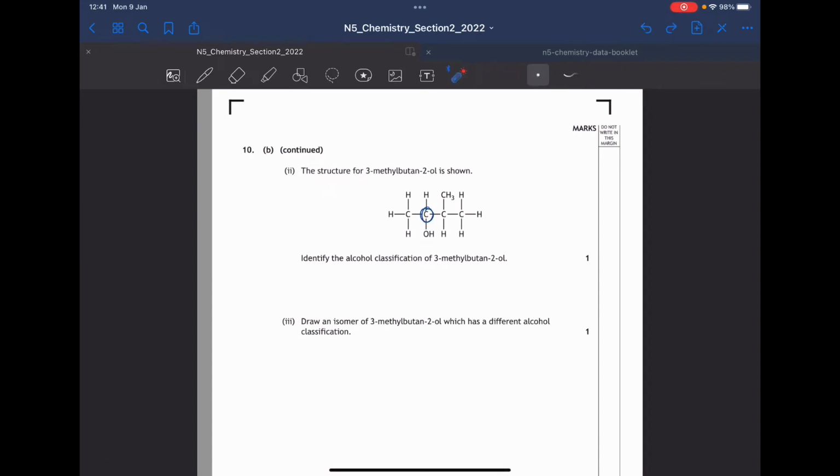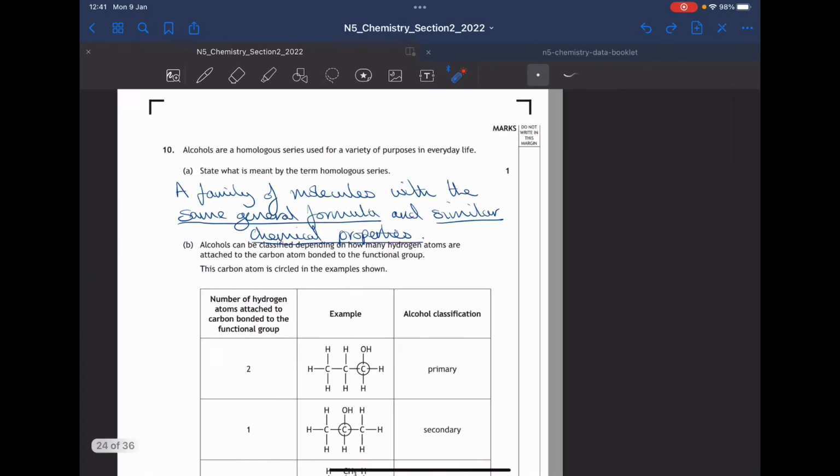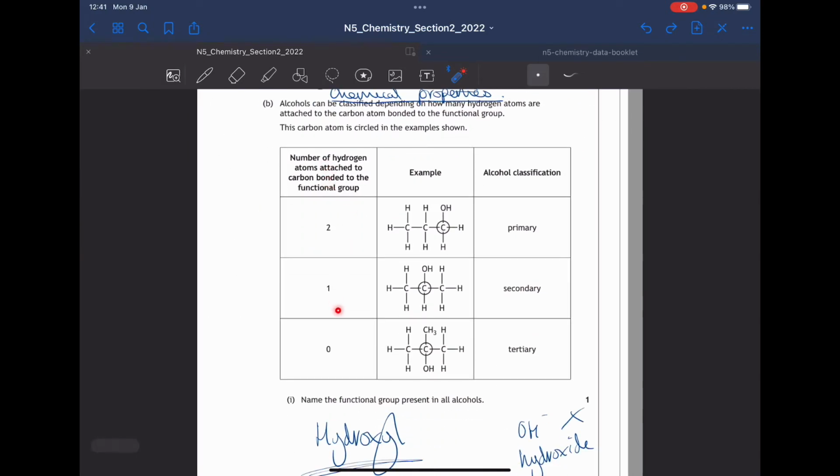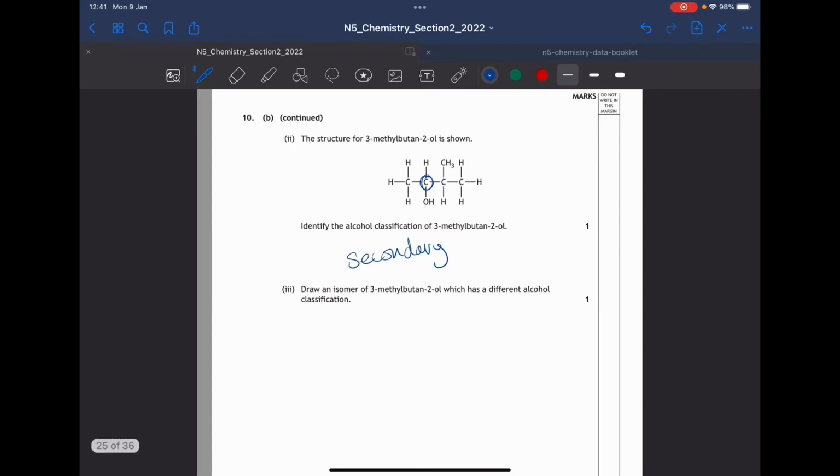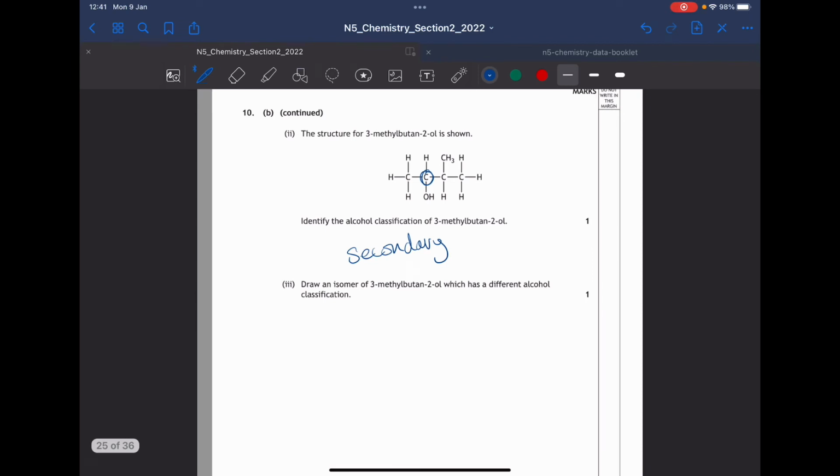So this carbon, if we look at it, it's got 1 hydrogen attached to it. Everything else is either a carbon or oxygen. So we're looking for where there's 1 hydrogen attached to the carbon with the functional group, and that would be classified as a secondary alcohol. So that's our answer, secondary. That's it. So then draw an isomer of 3-methylbutan-2-ol which has a different alcohol classification.